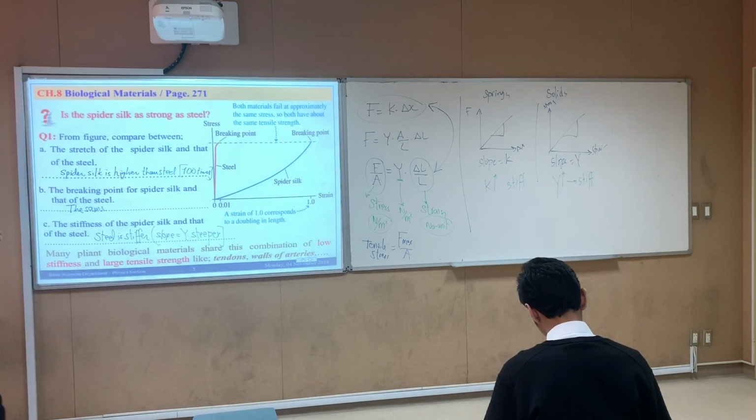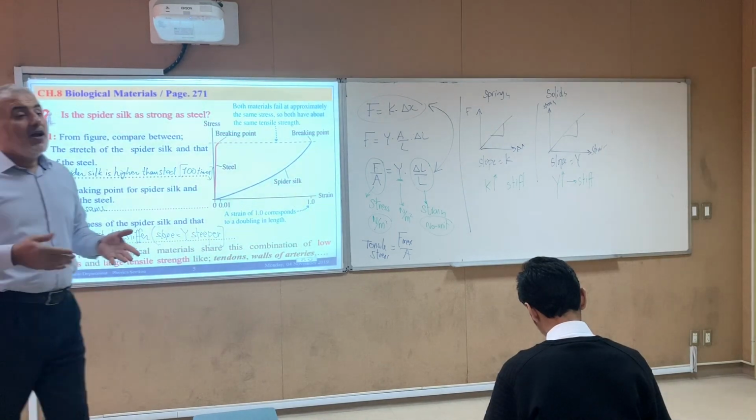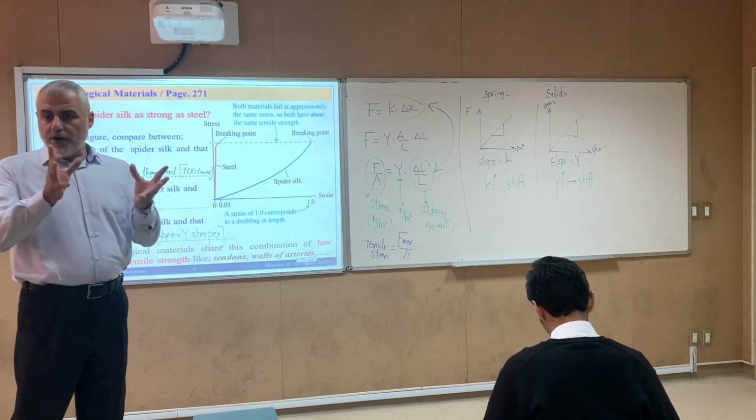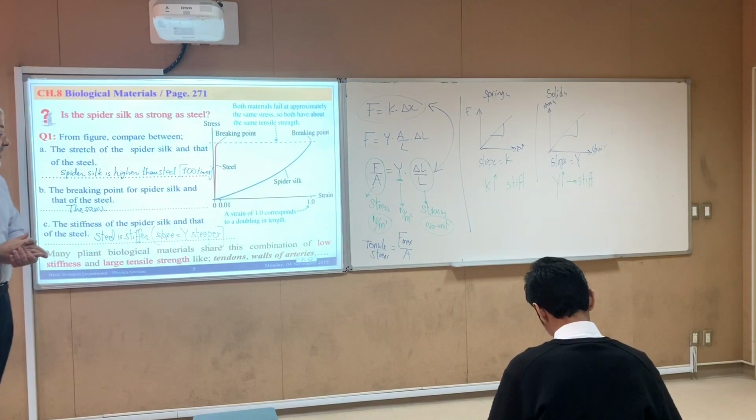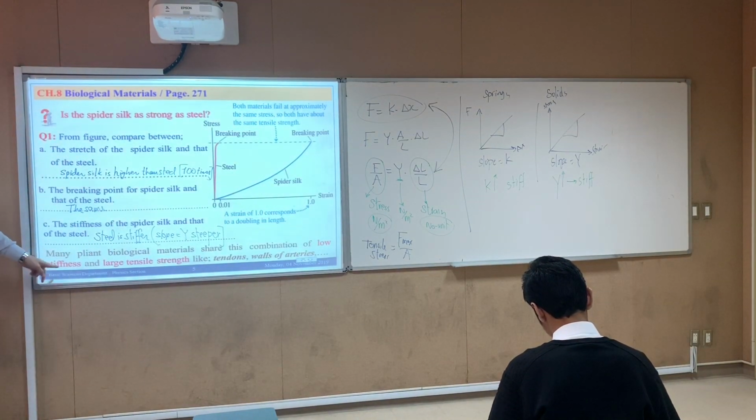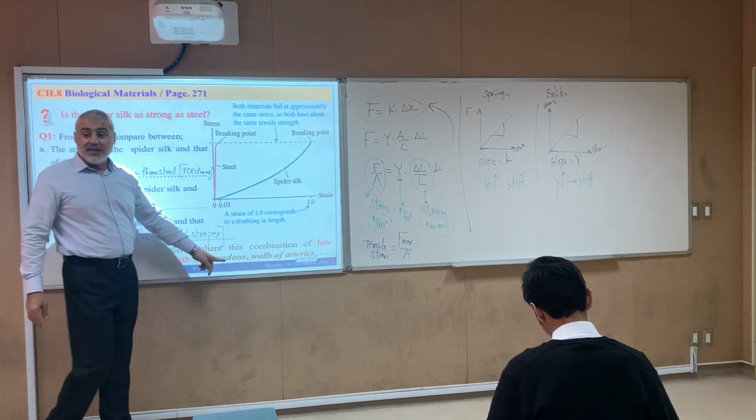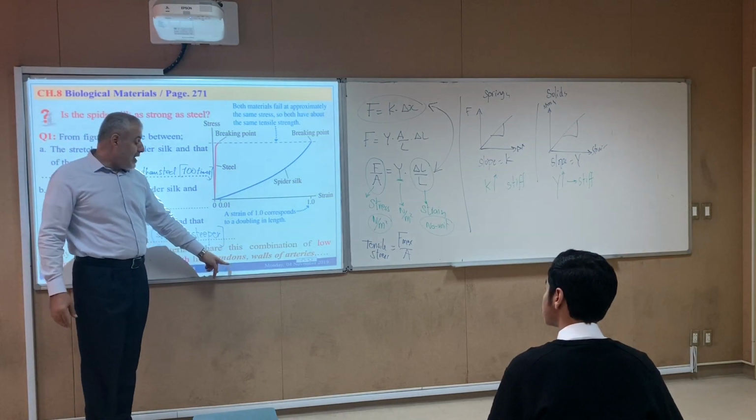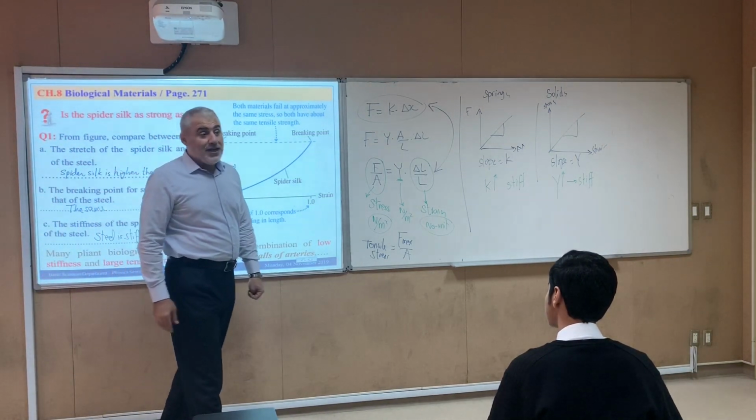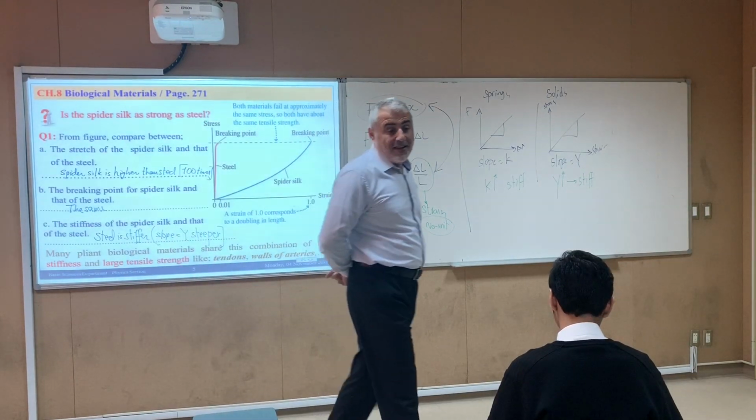Okay guys, bless you. Many plant and biological materials show a large deformation. Rigid ones show very low deformation. This combination of low stiffness and large tensile strength, we have in tendons. This is plant, like the wall of arteries. I need to explain a little bit on that.